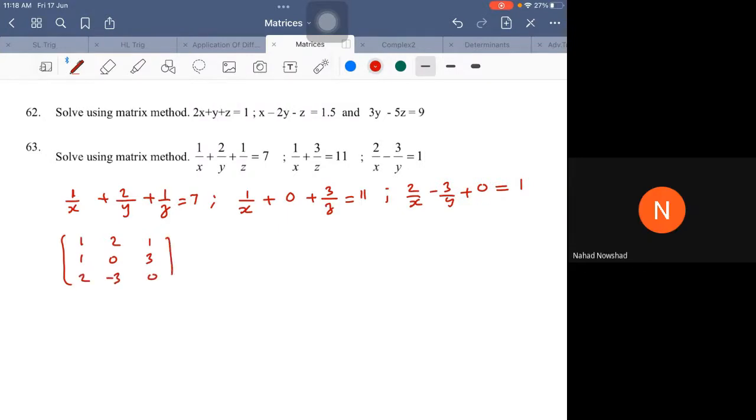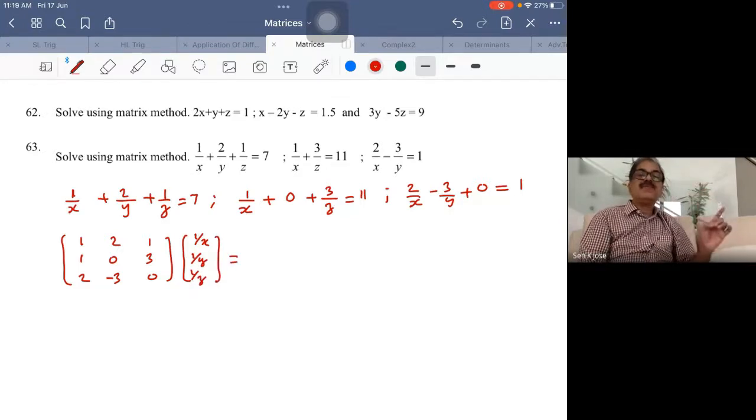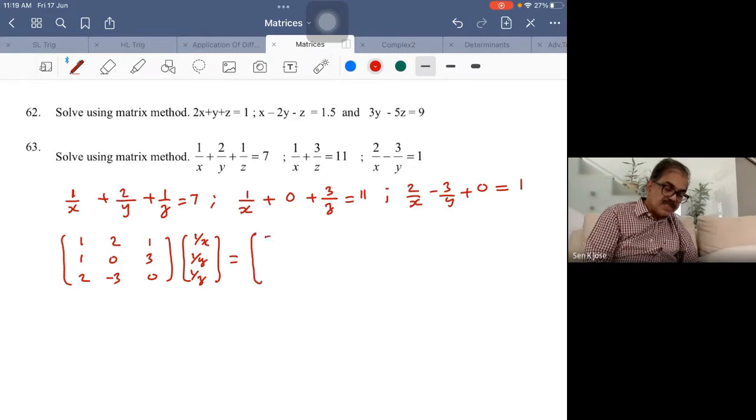Okay. The variable part this time is not x, y, and z. The variable part this time is 1 by x, 1 by y, and 1 by z. That's a change. The variable from the left hand side is not x, y, and z. It is 1 by x, 1 by y, and 1 by z. So equal to the right hand side will be 7, 11, and 1.